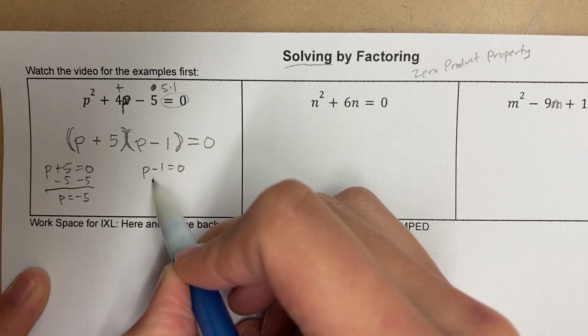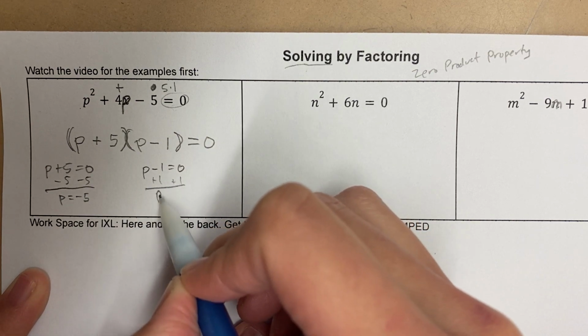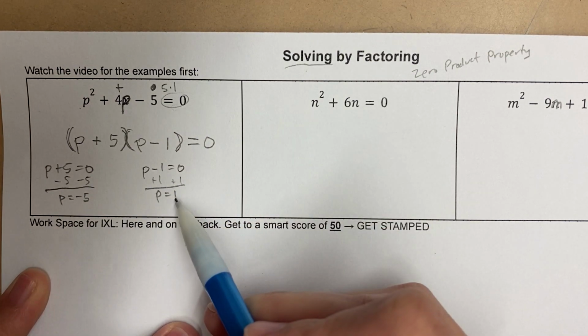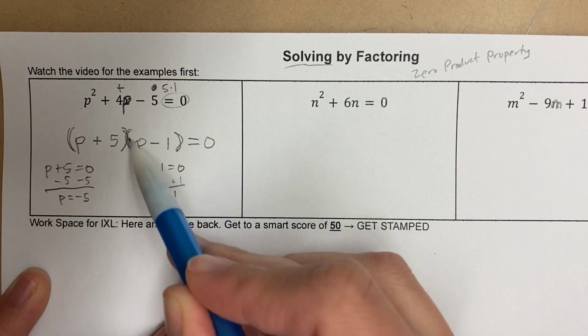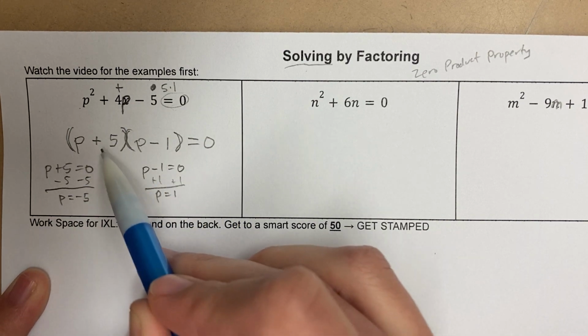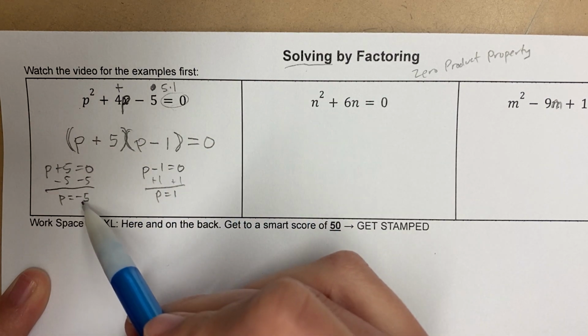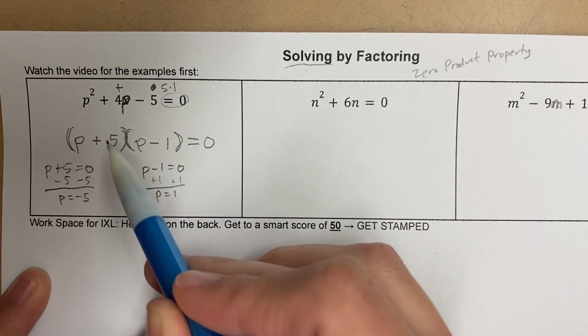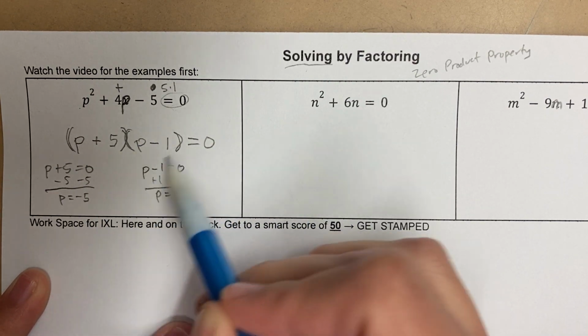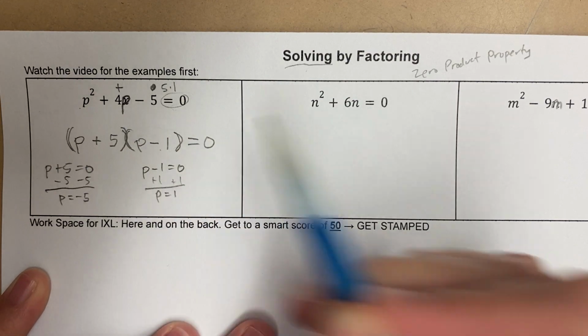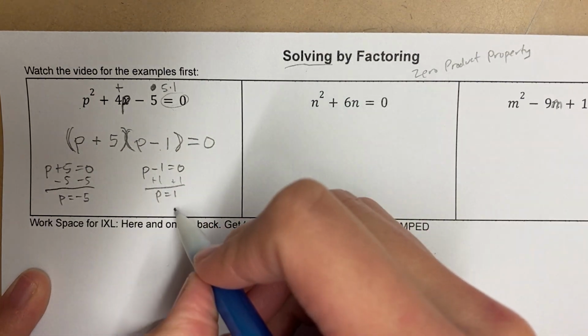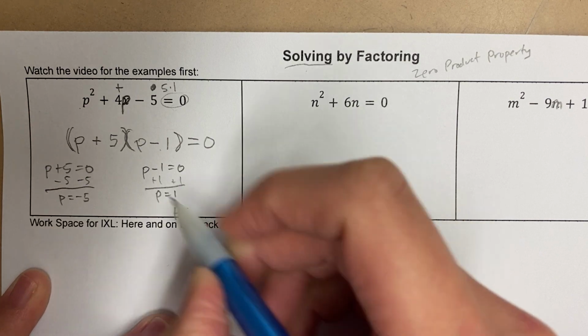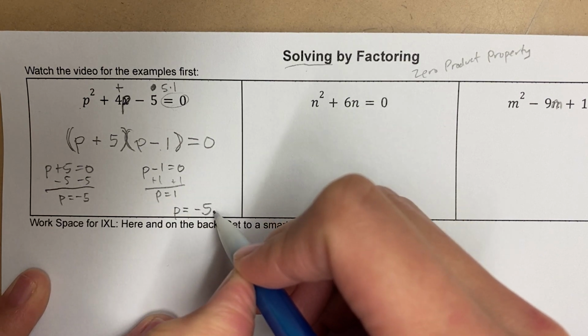And I get p equals -5, or p equals 1, right? Like, let's say, imagine p is 1. This is 1 minus 1. This part would become 0. Now, this part would be 6, but 6 times 0 would be 0, so that works. If this was -5, this would be -5 plus 5. That would be 0, and even though this wouldn't be 0, it would be 0 times -6, and that would also be 0. So what we write is we write p equals, this is what you would type in IXL, -5, comma 1.